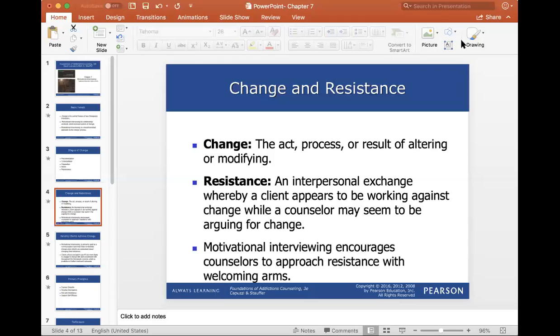The definition of change is the act or process or result of altering or modifying, in this case, behavior. And then resistance refers to an interpersonal exchange whereby a client appears to be working against change while a counselor may seem to be arguing for change. As a therapist, you obviously know what's best for them. You know what you want them to do. You know what their family and their loved ones want, and maybe they want it deep down, but they're making every excuse not to change. So what MI does is it encourages counselors to approach the resistance with a welcoming hand. So it's like, okay, instead of arguing with you, we're going to look at that resistance. So we want to look at what life would look like without addiction.